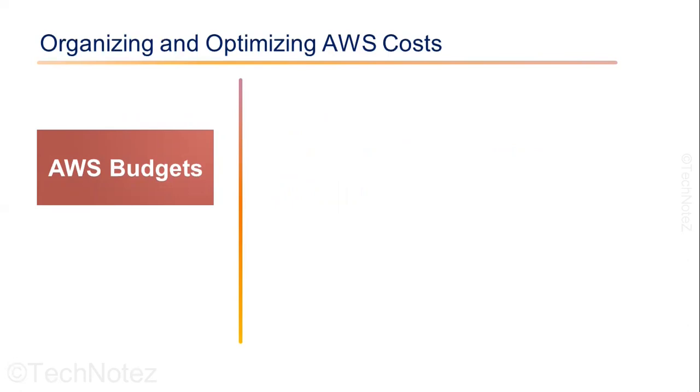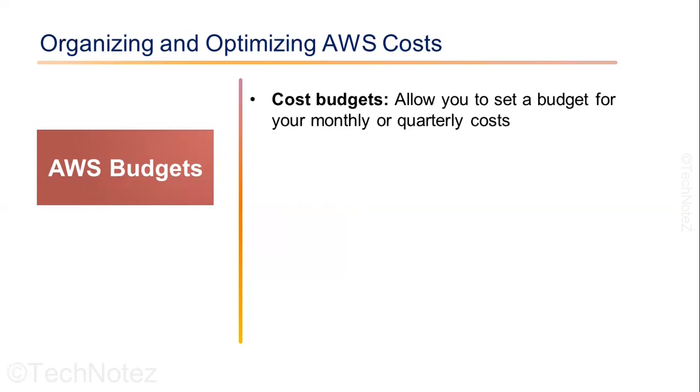AWS allows the customer to set budgets and alerts in the AWS Cost Management tool to monitor and control their spendings on the platform. There are different types of budget that you can create, such as cost budget. AWS cost budget allows you to set a budget for your AWS cost and receive alerts when your actual cost exceeds the budget amount.